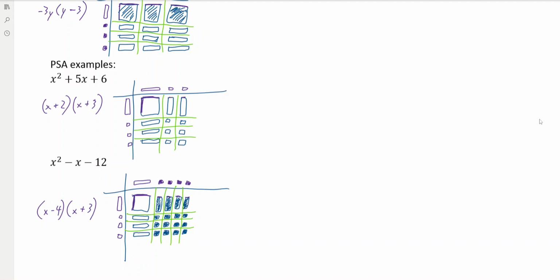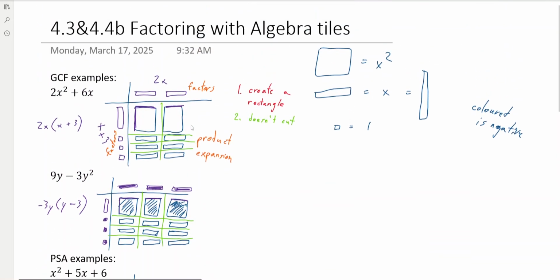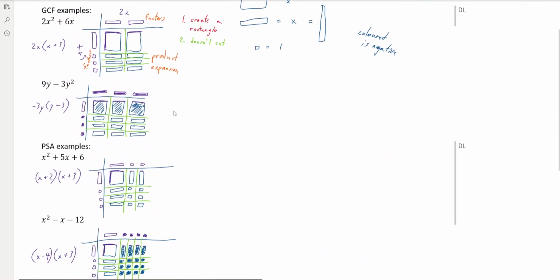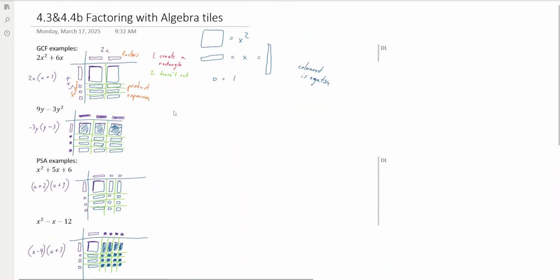Again, I'm not really a big fan of the algebra tiles, but it does show conceptually what's actually happening, which is kind of cool. Okay, I hope this video helps you better understand the algebra tiles in Math 10C, and especially with factoring. Good luck!